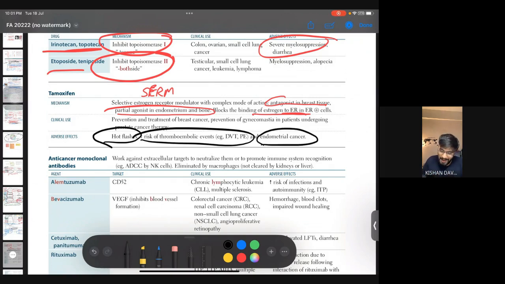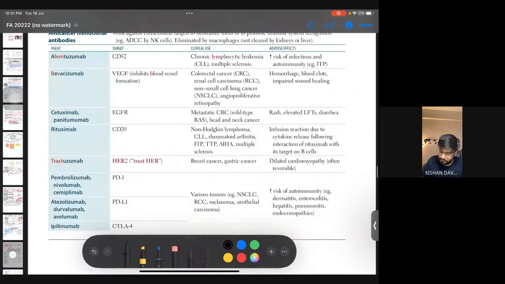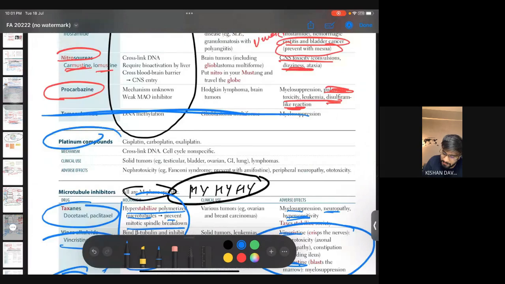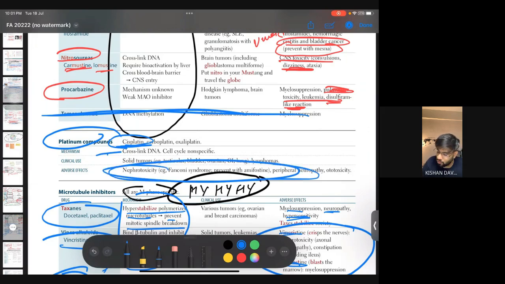Okay. What was the anti-cancer monoclonal antibodies? Oh wait, I forgot something here. Yeah, platinum compound. Cisplatin is very important. Remember the mechanism. And another thing is nephrotoxicity and ototoxicity. In UL, they have given nephro and oto. Okay, cisplatin.